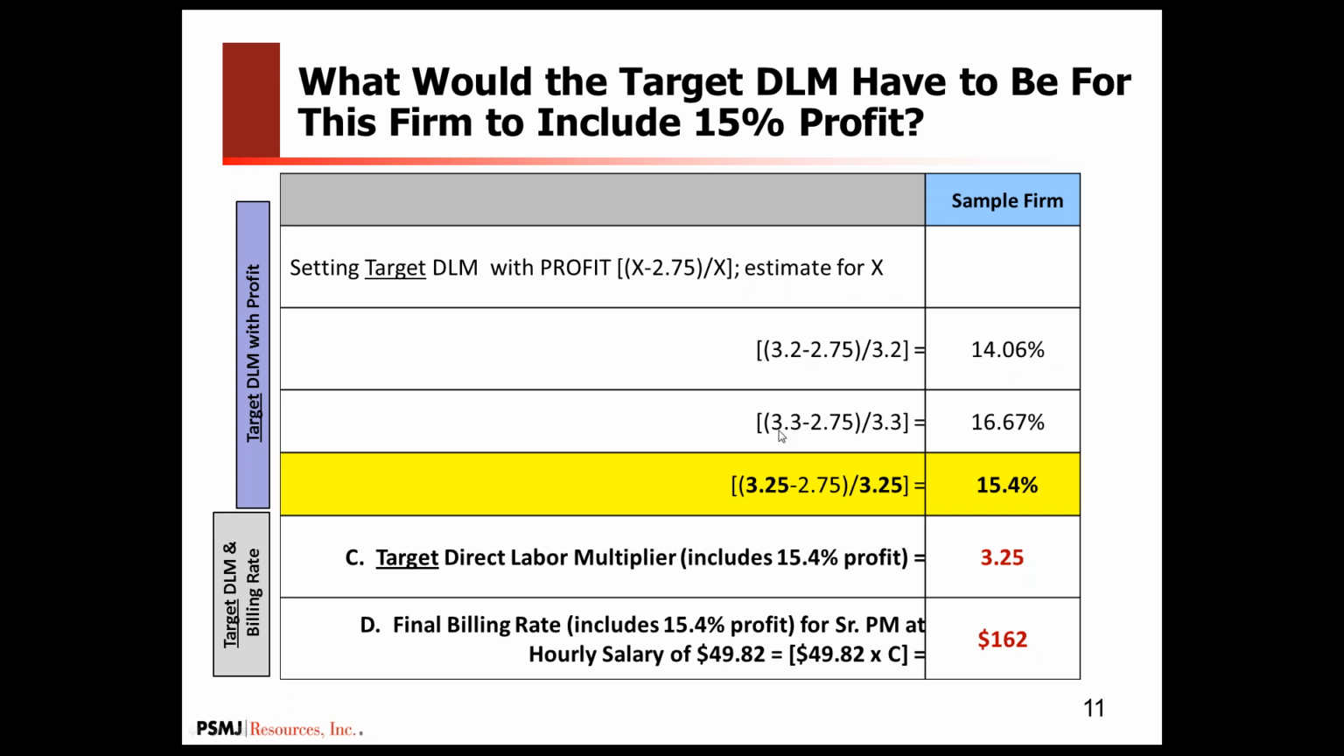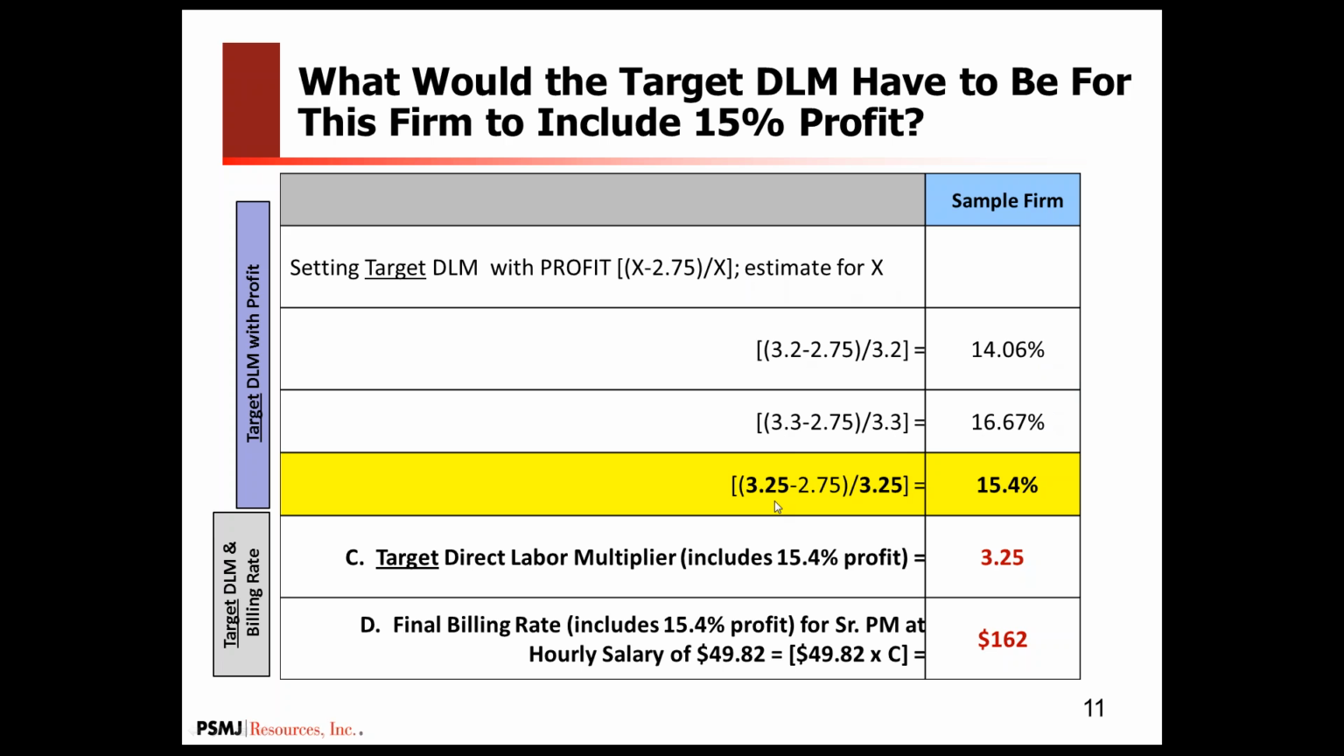Not quite enough. So I'll bump that by a tenth to 3.3, subtract my break-even, divide by my target again, and I get about 16.67. And your market might be able to handle this, and I would hope it can, but our goal is to try to get closer to 15% as a profit level set within our billing rates.